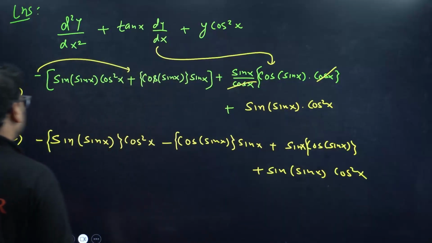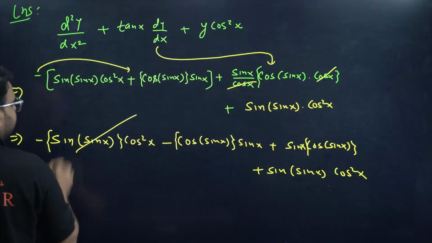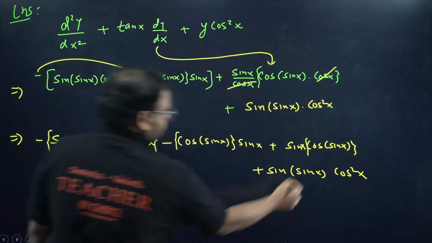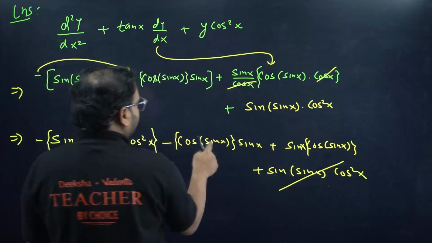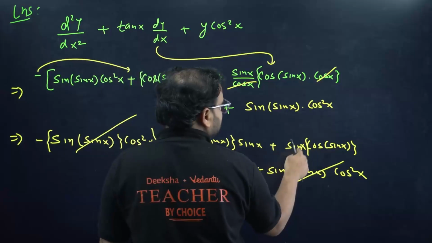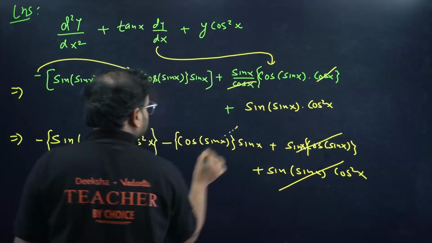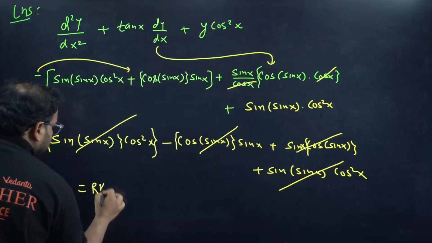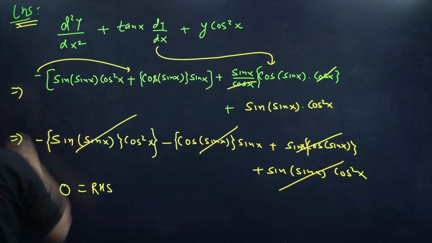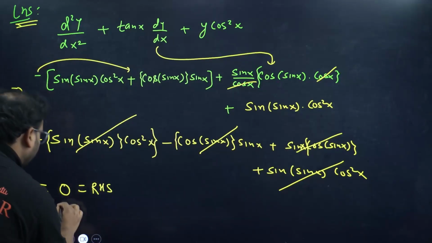Cross check. Sin x into cos square x negative and sin x into cos square x positive cancel. Minus cos of sin x into sin x plus cos of sin x into sin x cancel. So this whole thing is coming equal to 0, which is nothing but RHS. Check here. LHS equals RHS.